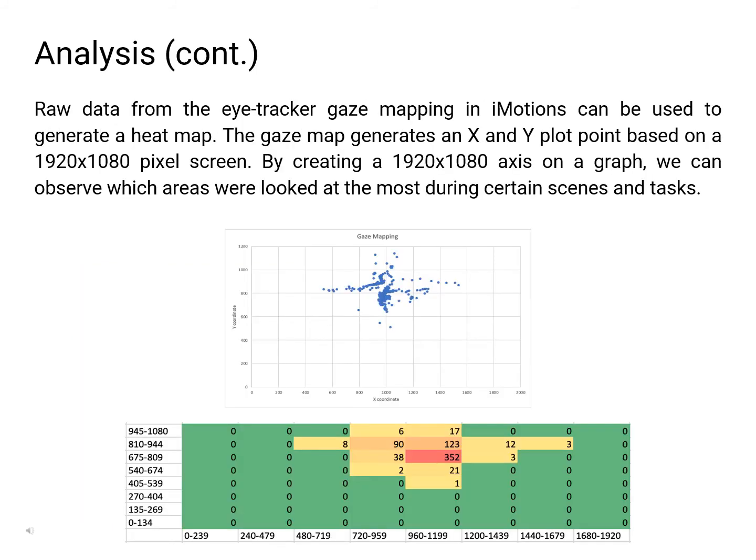Furthermore, we can use iMotions to capture raw data and gaze mapping, and this is where the user is looking at. So it gives us X and Y points based on a 1920 by 1080 pixel screen. So if we make a 1920 by 1080 graph, we can actually create a heat map of where they're looking at most in our model within certain scenarios.